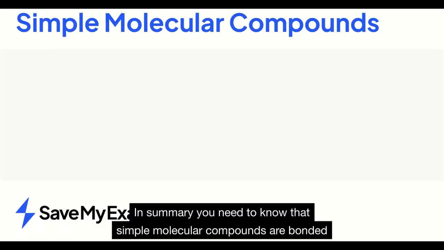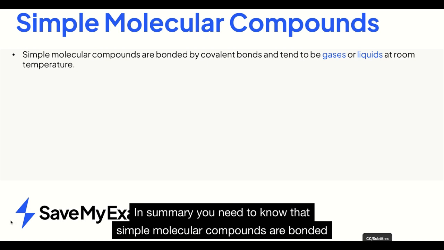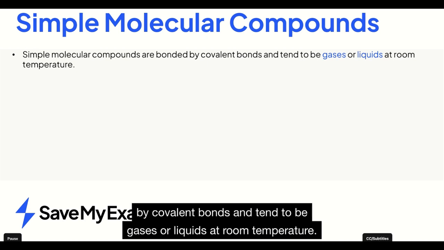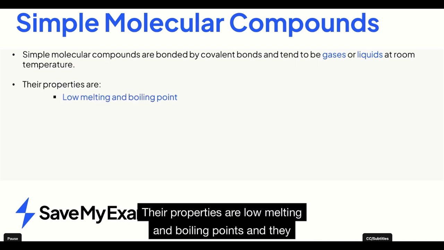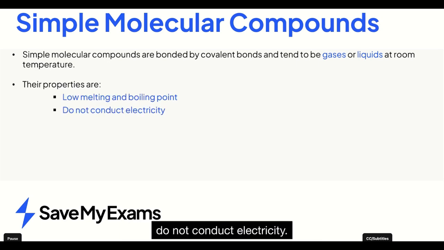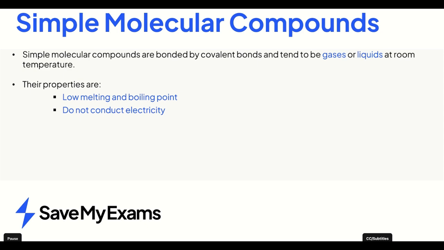In summary, you need to know that simple molecular compounds are bonded by covalent bonds and tend to be gases or liquids at room temperature. Their properties are low melting and boiling points, and they do not conduct electricity.